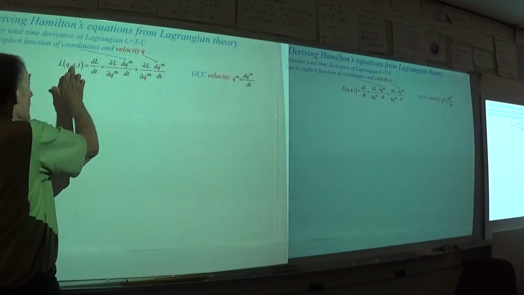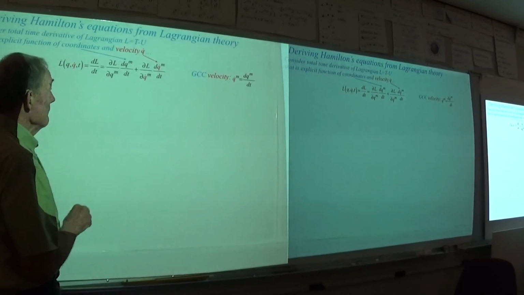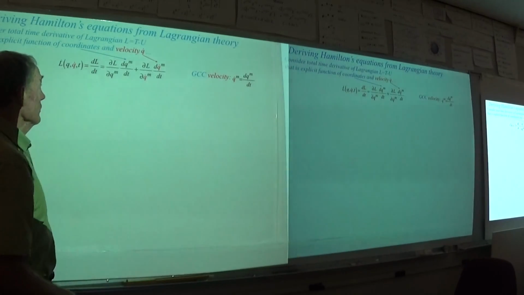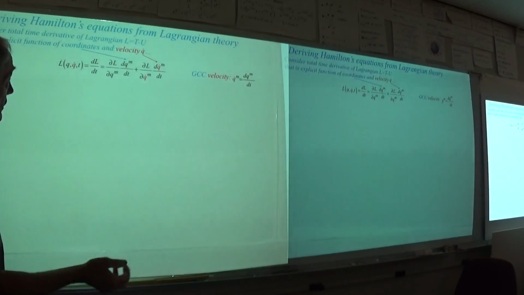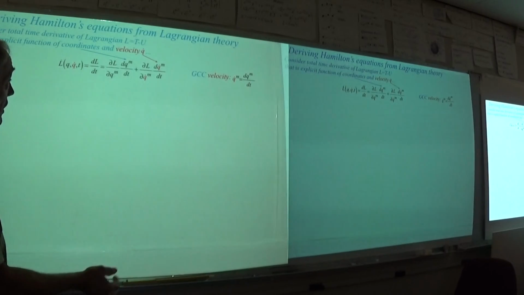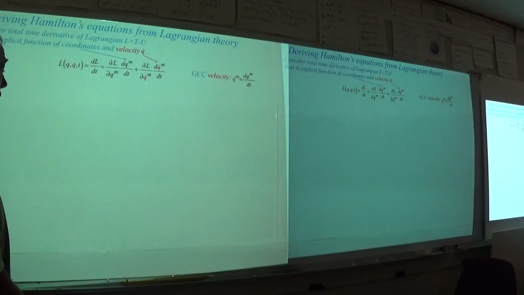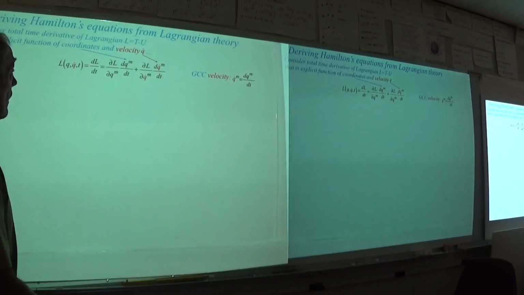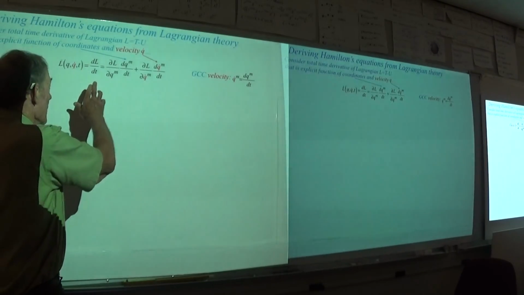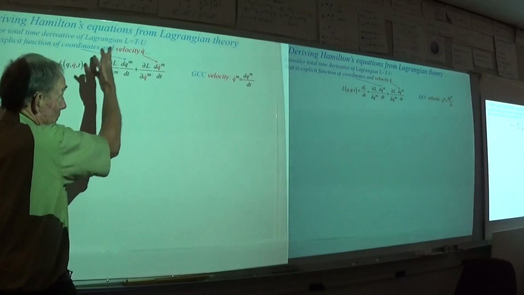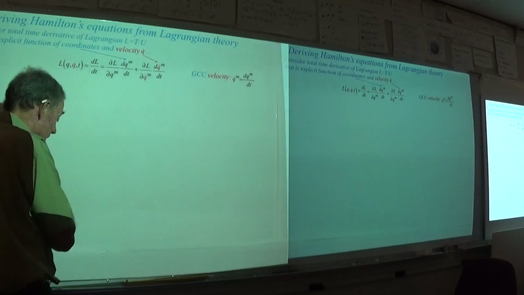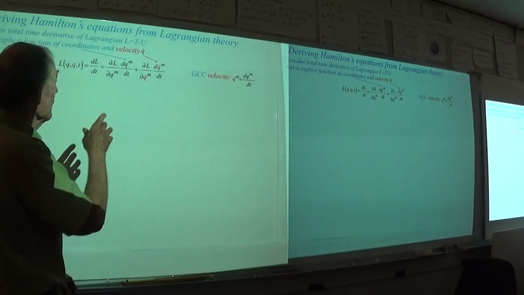Now, here we're talking about the total time derivative of the Lagrangian. Remember, I say that's associated, in quantum mechanics, with the underlying phase of matter, matter waves. But the people who developed all this didn't have any idea about that until very late in their careers.